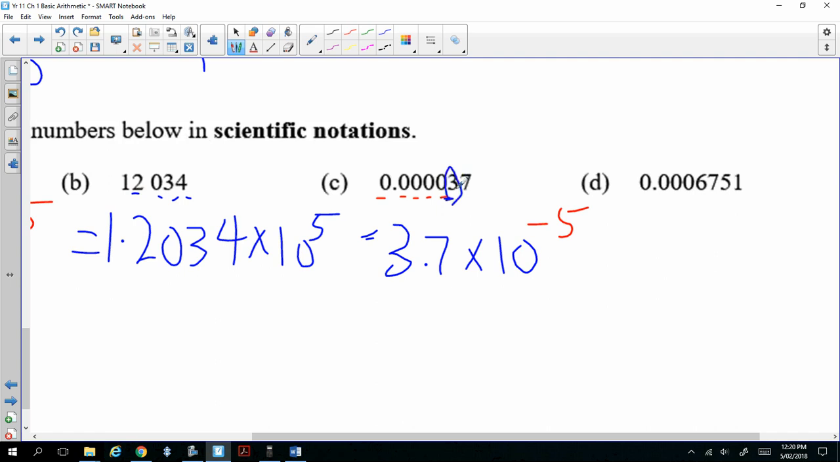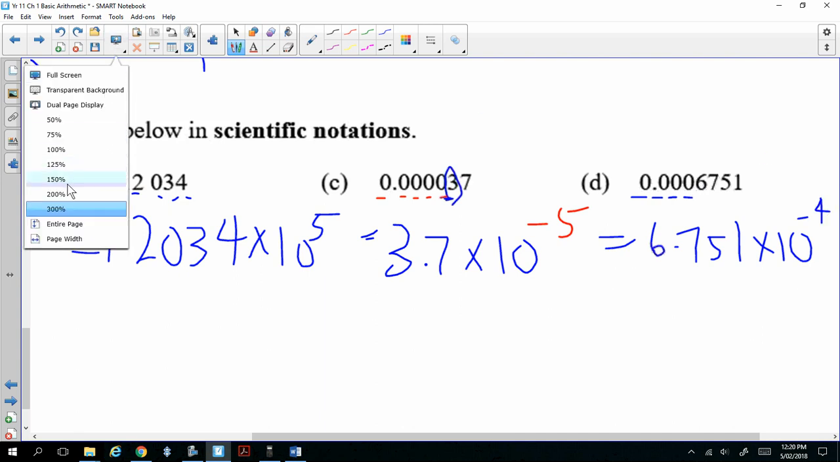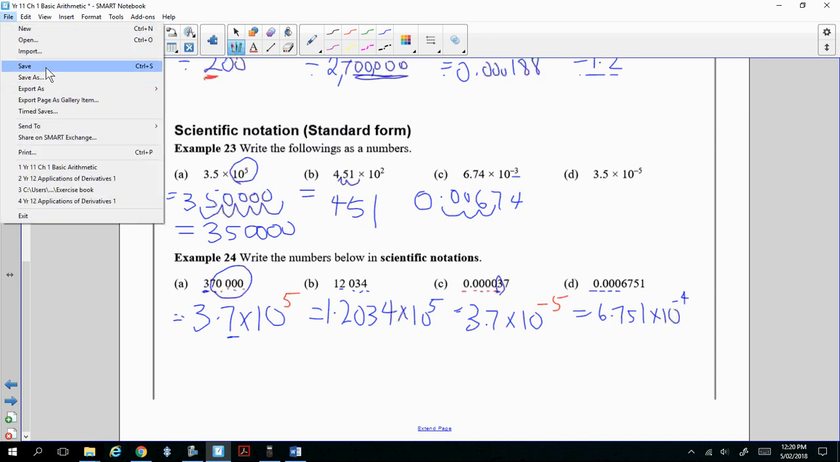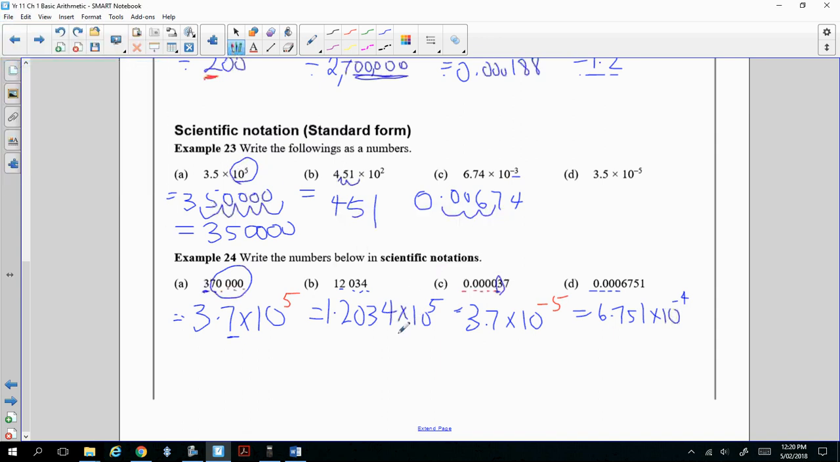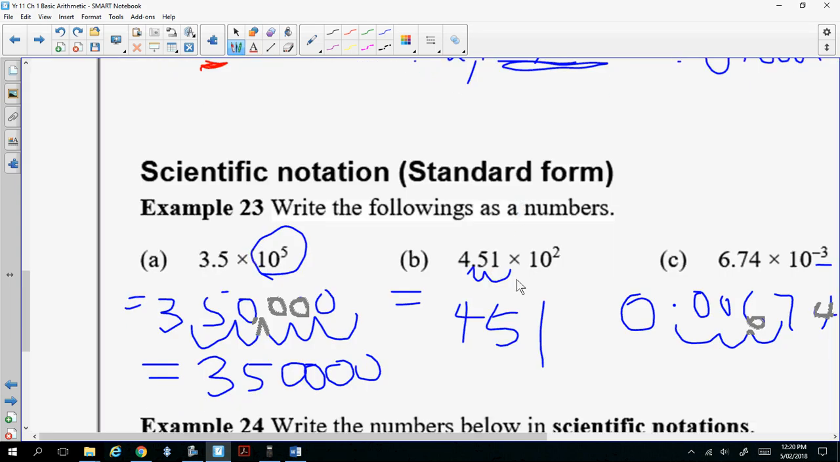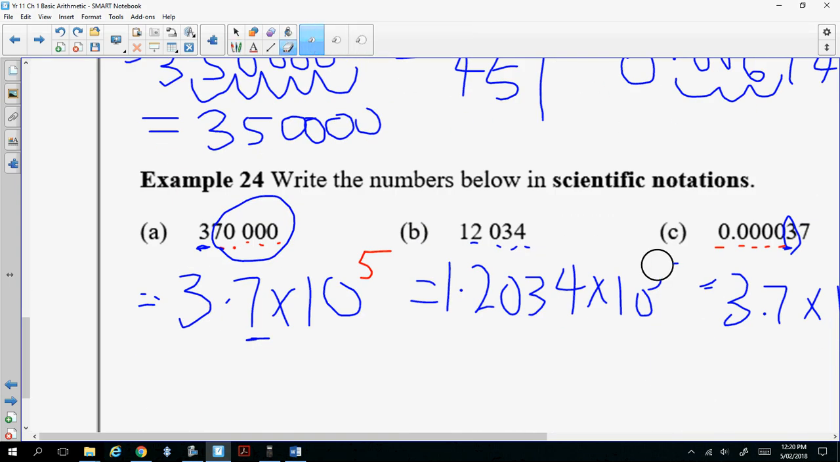Alright, and then we'll do one more. This is 6.751. Just count how many digits in front. 1, 2, 3, 4. So it'll be negative 4 as your final answer. Question? Yep. Oh, I made a mistake, it should be 4. Sorry. Let me rub this off. Yeah, 4, because there are 4 digits after 1. So 1, 2, 3, 4. So it's 4. Okay.